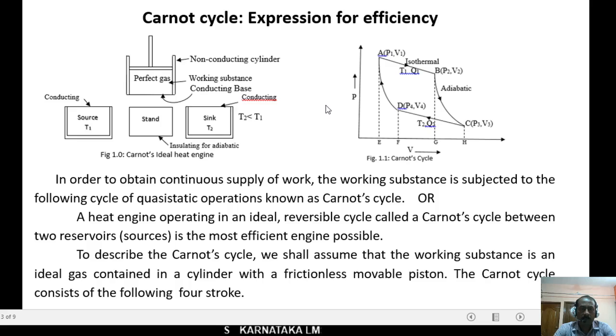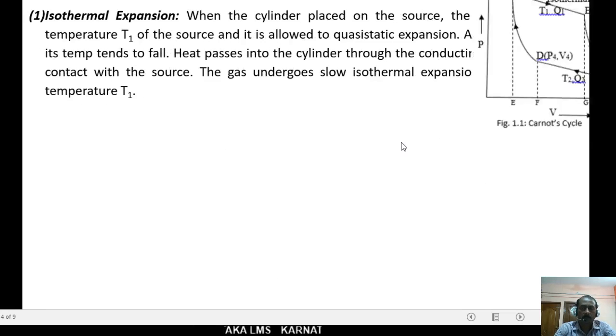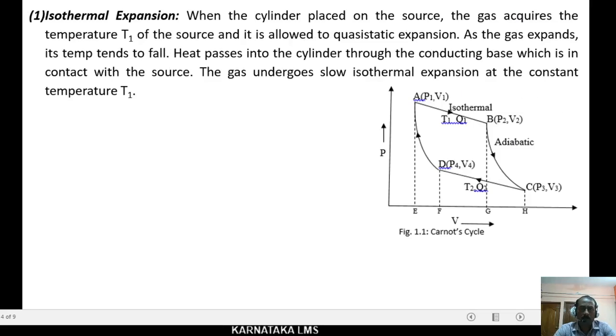See here in this diagram, we have taken the ideal gas inside the cylinder which is fitted with a frictionless piston. When it is kept on the source which is at high temperature T1, then the gas undergoes expansion, hence it undergoes a slow isothermal expansion at the constant temperature T1.